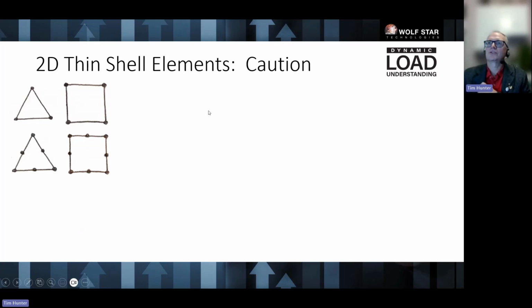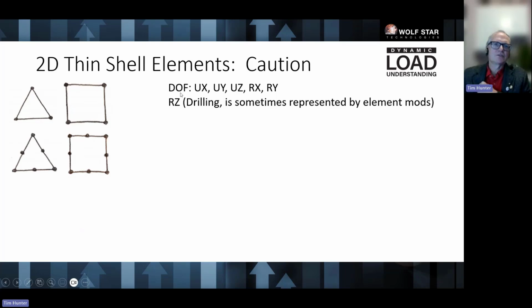The big caution here is that the degrees of freedom on the shells are translation and the 2 in-plane bending degrees of freedom. The out-of-plane rotational degree of freedom, the RZ, the drilling degree of freedom, varies by solver, and you have to look very carefully at how your solver is handling that drilling degree of freedom. Sometimes it's not there at all. Sometimes it's super stiff. You've got to take a look at how that's being handled.